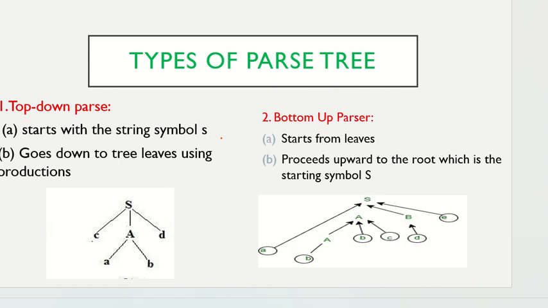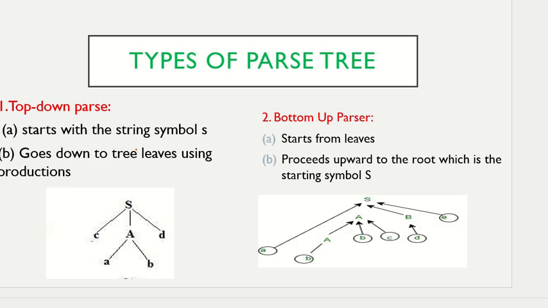Types of parse tree. There are two types of parse tree: top-down parse tree and bottom-up parse tree. A top-down parse tree starts with the start symbol S.